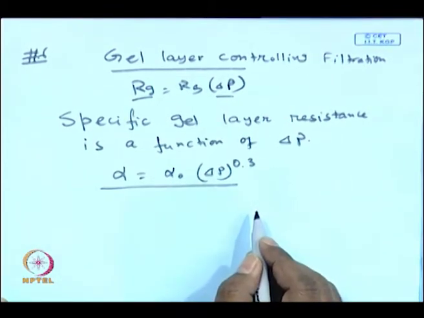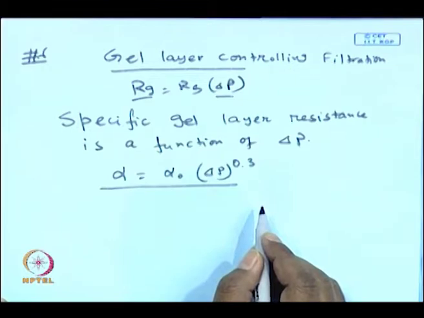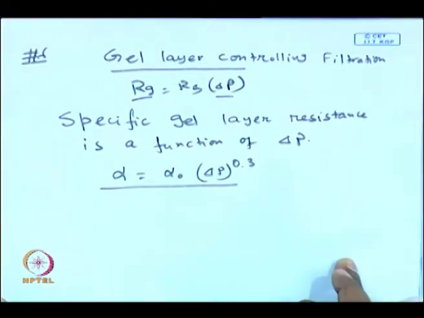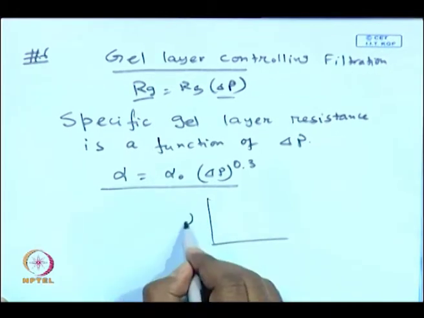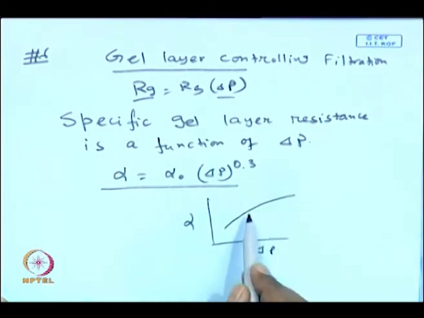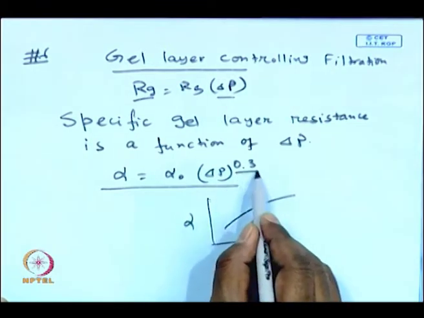If you remember, when we discussed gel controlling filtration in an unstirred batch cell, you have to plot 1 by j square versus time, something like that. Then it will yield a straight line. From the slope of the straight line, we would calculate the specific gel layer resistance. If you conduct the experiment with 3 or 4 different pressures, you will get the corresponding specific gel layer resistance for 4 delta P values. Then if you plot alpha versus delta P, it will typically result in a curve like this with a diminishing slope. Diminishing slope means your exponent should be less than 1.